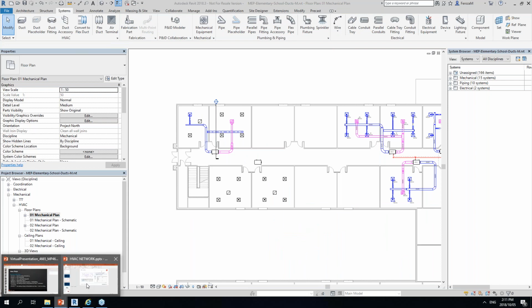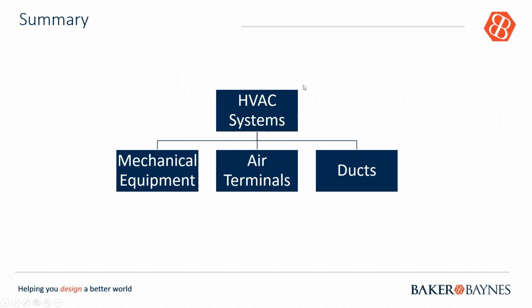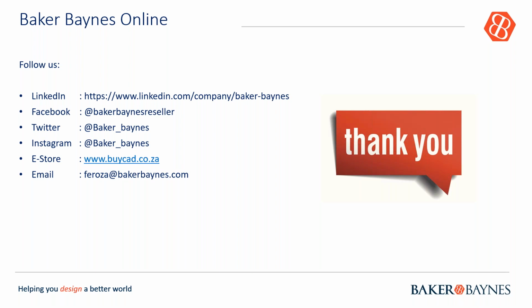Okay, like I said, it's a very short webinar. Ideally, in summary, what we did look at is we looked at our HVAC system, and under our HVAC system, we looked at mechanical equipment. Right, so when we say mechanical equipment, it was to show you how to add items such as your mechanical equipment and air terminals and how to do your ducting as well as connecting the HVAC components. We also then looked at how to modify your ducts. That's the end of our webinar.